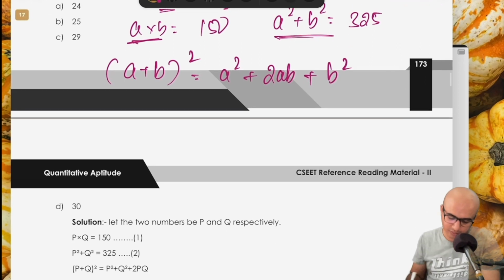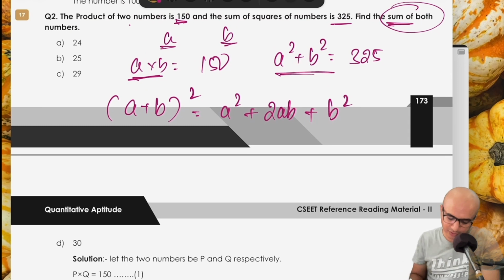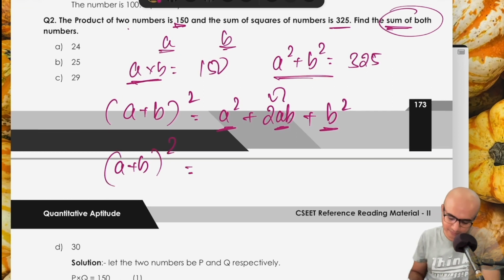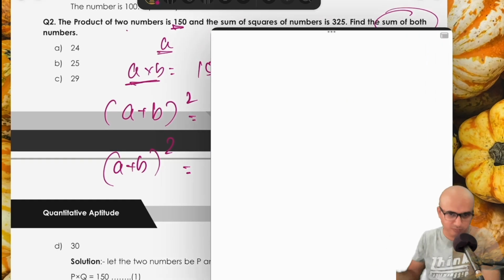So now in this case, what is it that we know? We know a square plus b square. We know ab, that is 150. All that we have to do is multiply that ab by 2. So (a + b) whole square will be a square plus b square plus 2 into ab. If I have to simplify, I'll just use it right here, there is no space there.